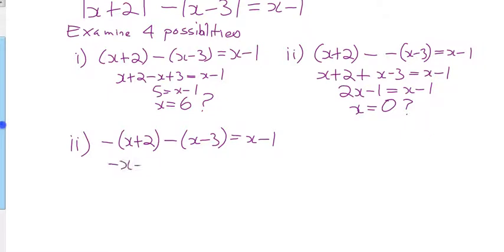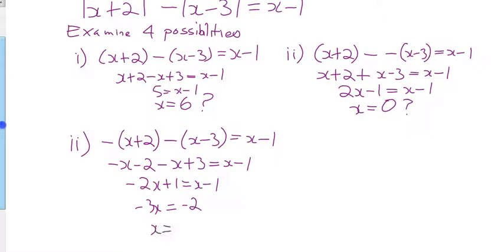Okay, so negative x minus 2 minus x plus 3 is equal to x minus 1. Negative 2x plus 1 is equal to x minus 1. What do we get? Negative 3x is negative 2, so x is 2/3. Which we already know isn't one of the answers, but only because we did this graphically. Otherwise, we have no clue, right? You have to check all of them. And 4, both negatives, right? So negative x plus 2 minus negative.